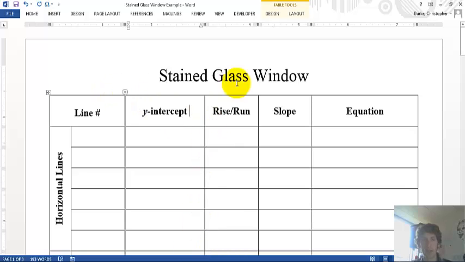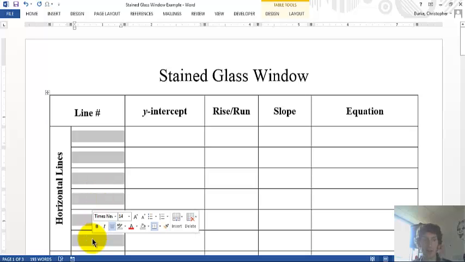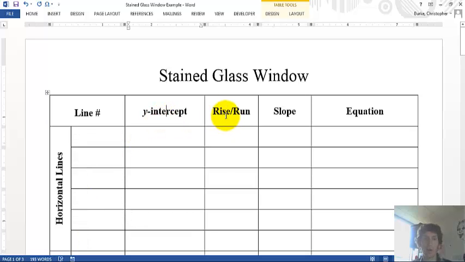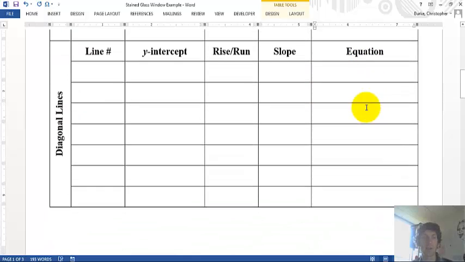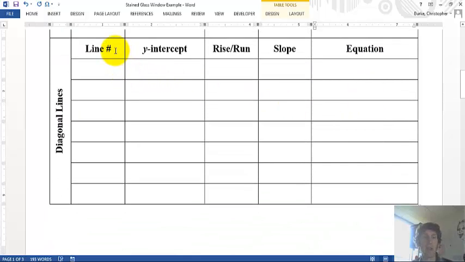What you'll receive is this sheet of paper. It tells you we need to have at least 4 horizontal lines, but upwards of 6. Each one includes a y-intercept, a rise and run, a slope, and an equation. You must have at least 4 vertical lines, upwards of 6. Each one with an x-intercept, a rise and run, a slope, and an equation to match. And then lastly, at least 6 but upwards of 8 diagonal lines, again with a y-intercept, a rise and run, a slope, and an equation.